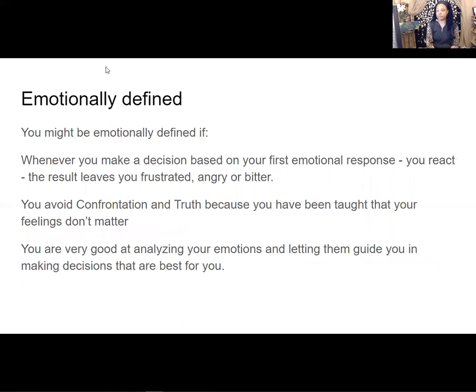Also, you might be emotionally defined if whenever you make a decision based on your first emotional response, you react, and the result leaves you frustrated, angry, or bitter. So if you can think of any times when you've made a decision based on how you're feeling in the moment, you react and it leaves you frustrated, angry, or bitter. You might be emotionally defined if you avoid confrontation and truth because you have been taught that your feelings don't matter. And you might be emotionally defined if you're very good at analyzing your emotions and letting them guide you in making decisions that are best for you. So these are all possible traits of somebody who's emotionally defined.